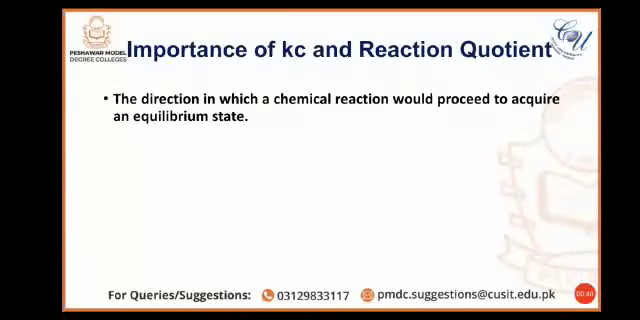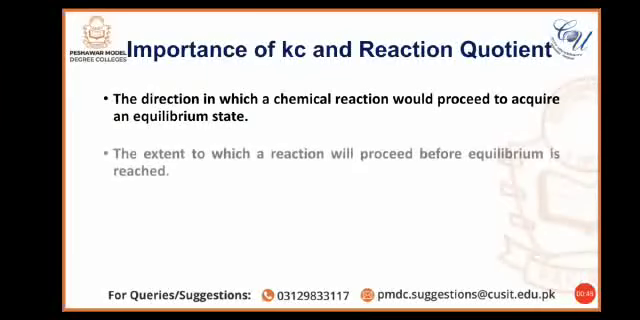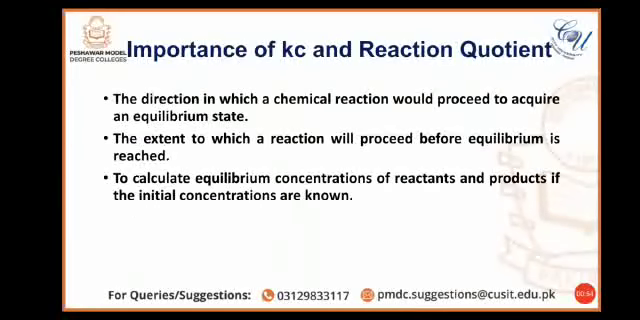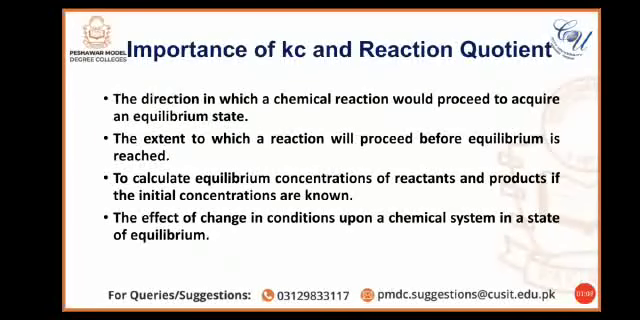Kc predicts the direction in which a chemical reaction will proceed to acquire an equilibrium state. Kc helps us to find out the extent to which a reaction will proceed before equilibrium is reached. Similarly, Kc is important to calculate the equilibrium concentration of reactants and products if the concentrations are known. With the help of Kc, we can describe the effect of change in condition upon a chemical system that is in equilibrium.